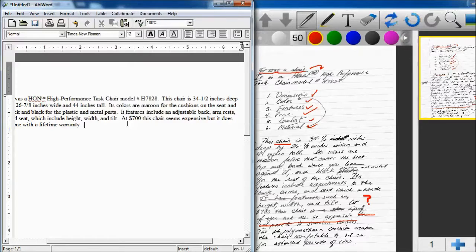And then I'm going to go to comfort and basically material all the same. So the polyurethane cushions on both the back and seat are wrapped by a nylon-like cloth that resists stains, that provides excellent comfort to the person sitting in it for extended periods of time.